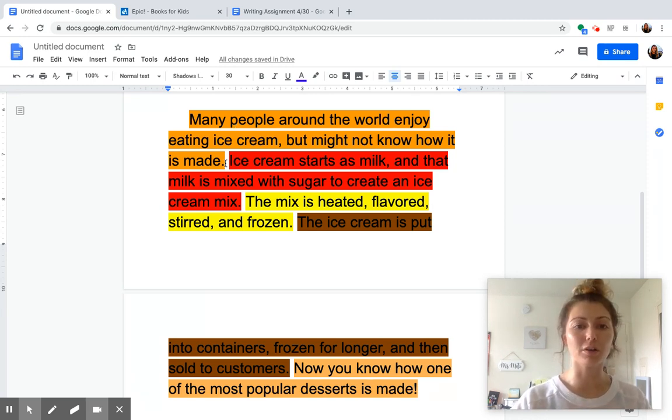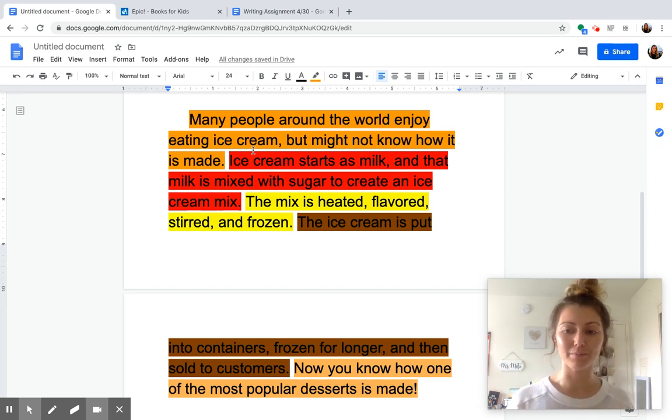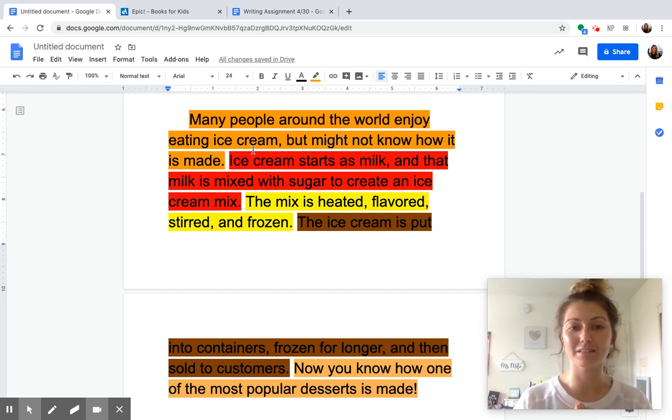On Monday, we wrote our topic sentence, and I have it highlighted here in orange. It says, "Many people around the world enjoy eating ice cream, but might not know how it is made." Remember, our topic sentence introduces our topic. Our topic here is ice cream, specifically how ice cream is made. That's right there in our topic sentence.